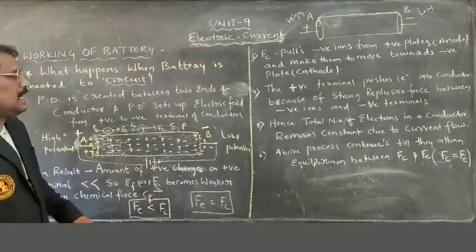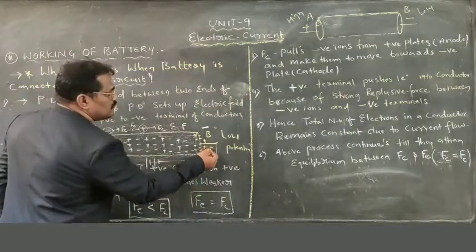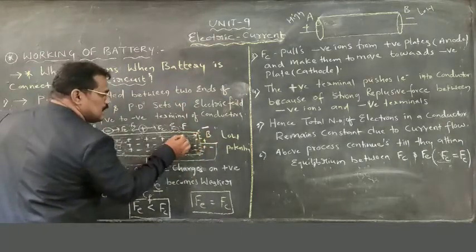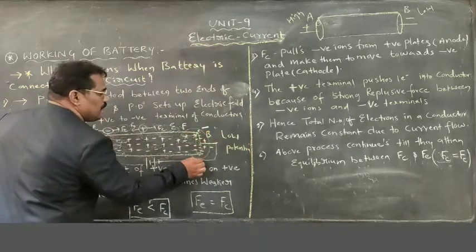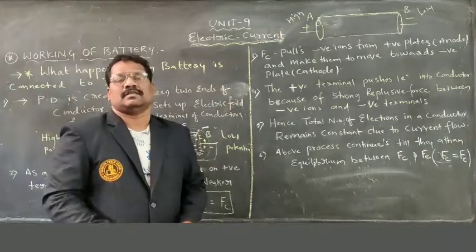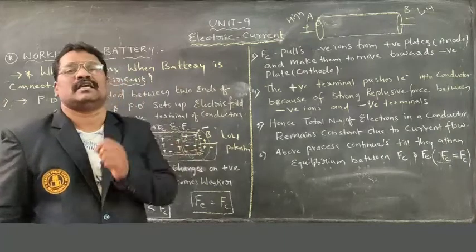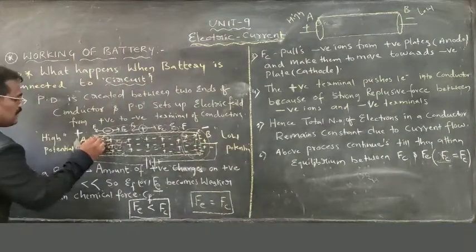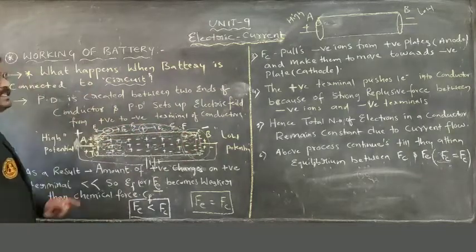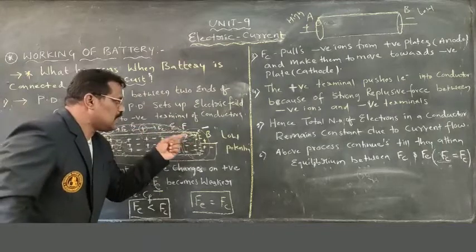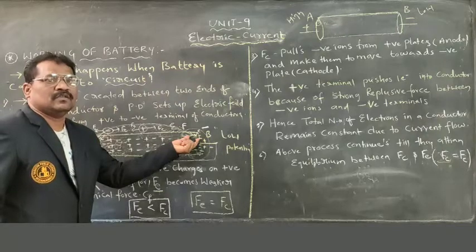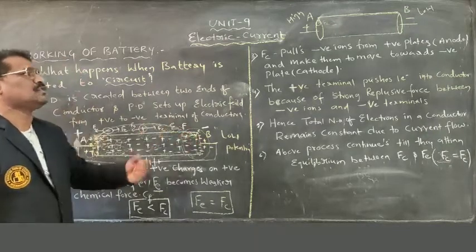What happens at this negative terminal, the cathode? One electron is already existing here, and as another electron comes here, there is a repulsive force. We know the two laws of charges: like charges repel each other, unlike charges attract each other. The chemical force acts upon the electron and brings it towards the negative electrode. As it is brought to this end, more repulsive force acts upon it there.